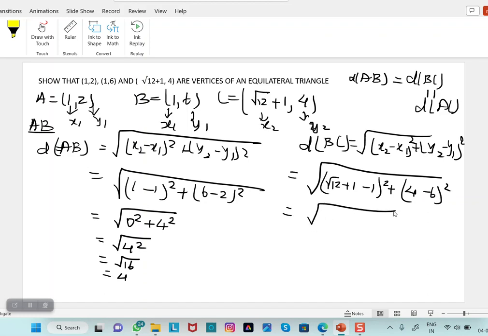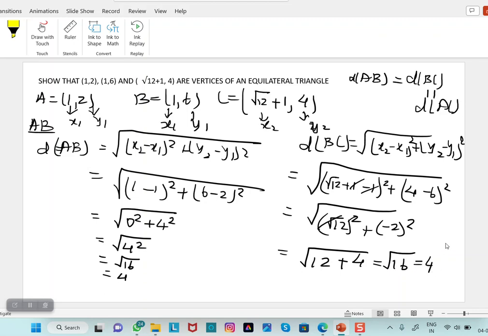So this comes down to root 12: the plus 1 minus 1 will go, root 12 survives, and this square survives. 4 minus 6 is minus 2, the whole square. Now square and root will get cancelled, and you are left with 12. Minus 2 squared is 4. This is again root 16, and root 16 is 4.